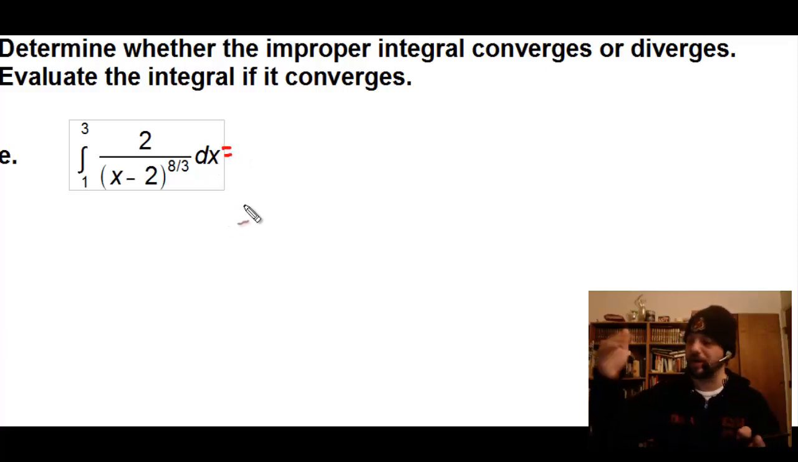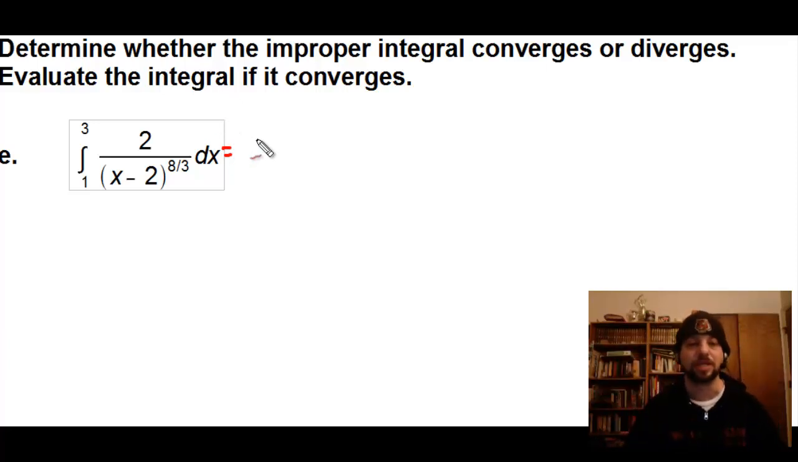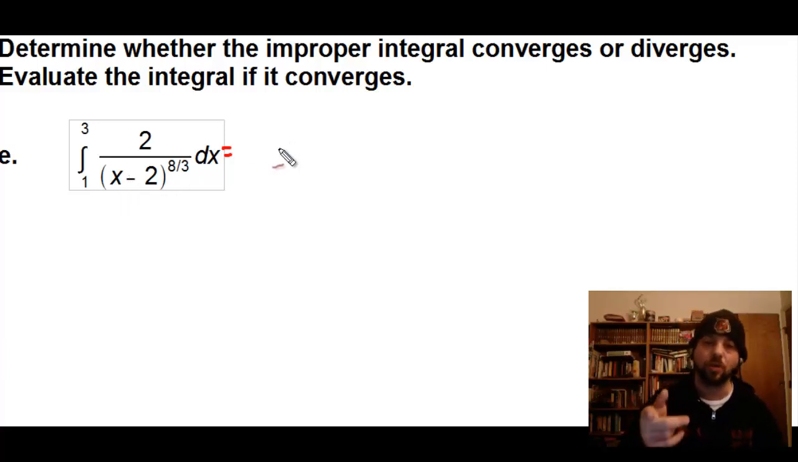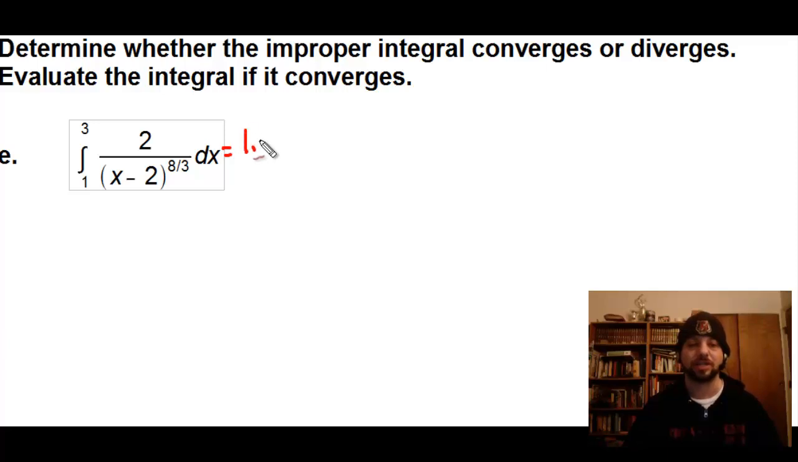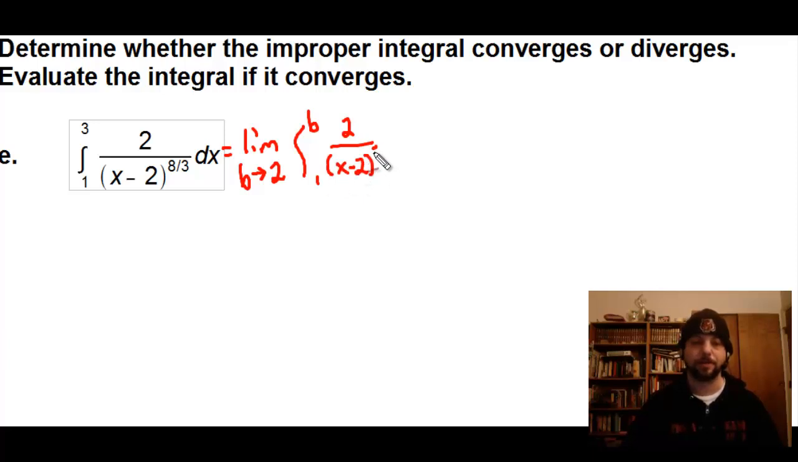Like our third evaluation technique, we're going to break this integral somewhere in the middle and then evaluate 2 separate limit problems. In fact, it's going to look kind of like this. Since we're going from 1 to 3 and the domain doesn't exist at 2, 2 is going to be where I break this. I'm going to say the limit as b approaches 2 from 1 to b of this function. So that'll be the first part of the function.